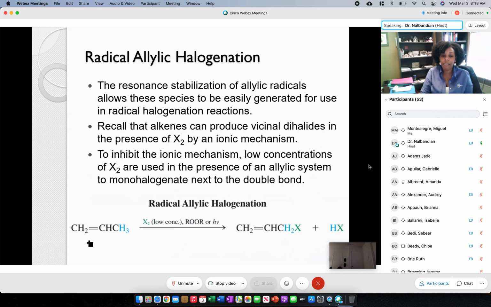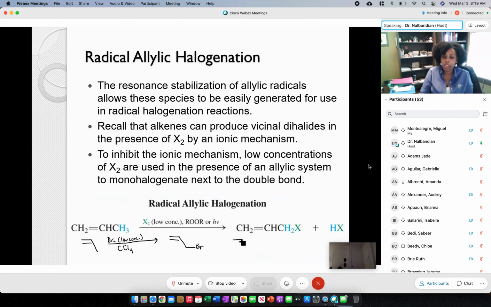If we have an allylic system, so here a double bond with a methyl, in the presence of Br2, but it has to be a low concentration of it, and then we would have just our regular solvent, carbon tetrachloride. If we have this allylic system, we can put a bromine here on the allylic carbon.